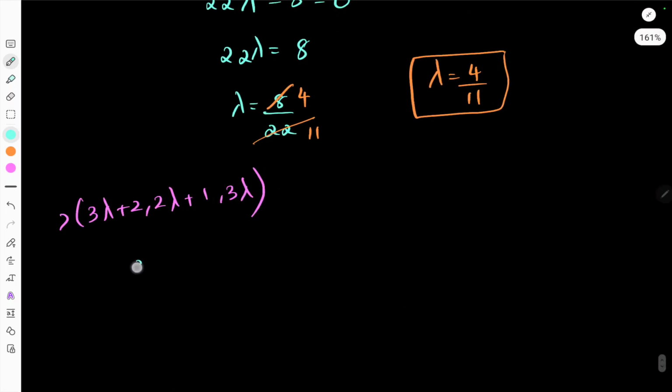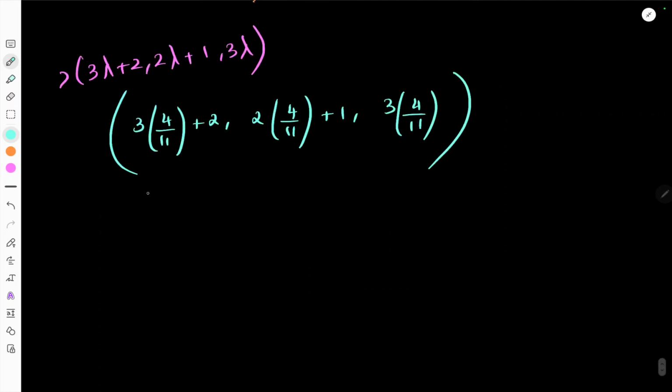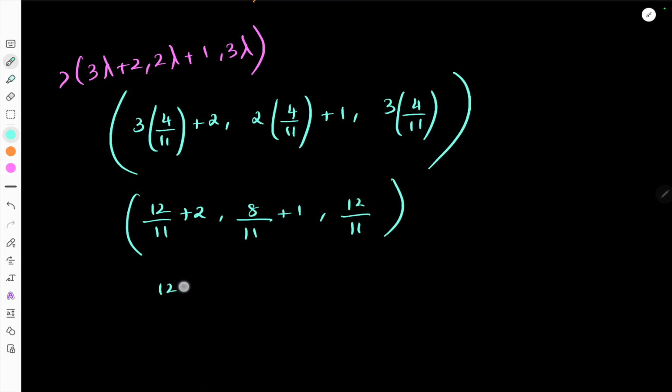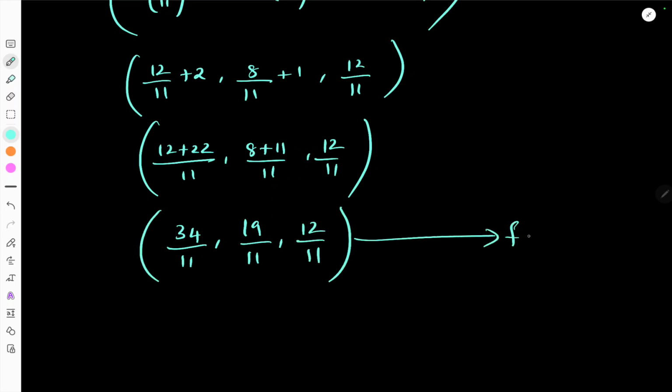I have to substitute that: 3 into 4 by 11 plus 2, comma, 2 into 4 by 11 plus 1, comma, 3 into 4 by 11. Simplifying, 3 fours are 12, so 12 by 11 plus 2, comma, 8 by 11 plus 1, comma, 12 by 11. So we get 34 by 11, 19 by 11, comma 12 by 11. This will be the foot of the perpendicular.